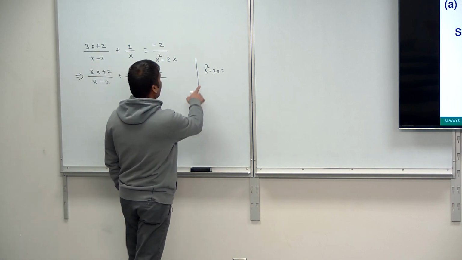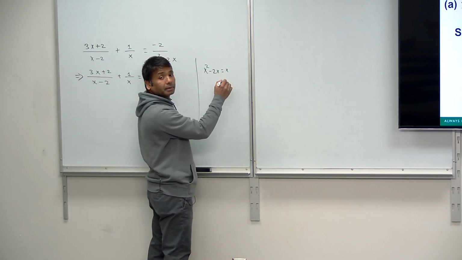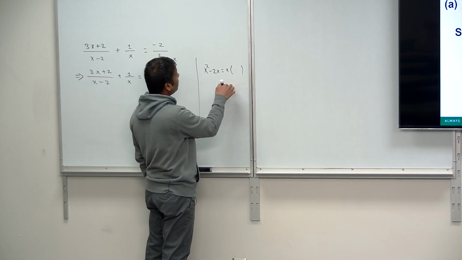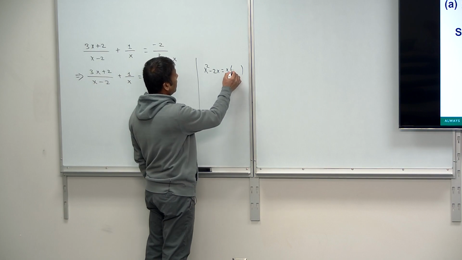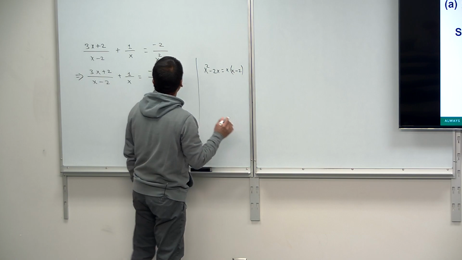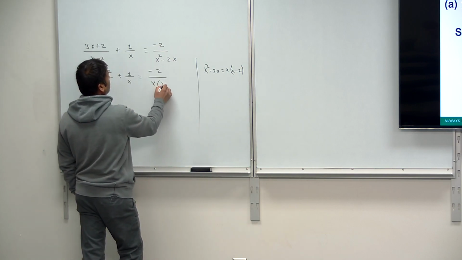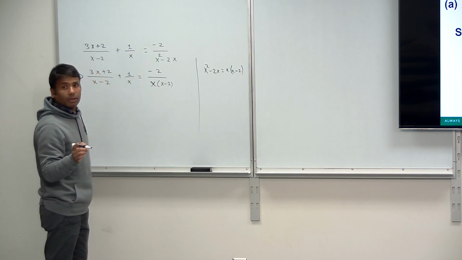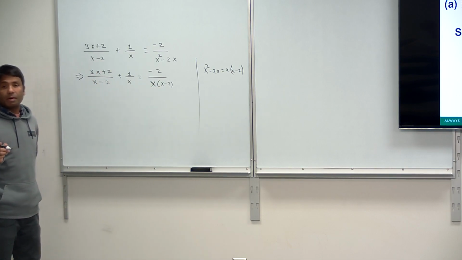Can you factor out x, right? Then what should be inside the parenthesis? So you have x minus 2. Is that right? So this is x times x minus 2. Did you see that? Yes?